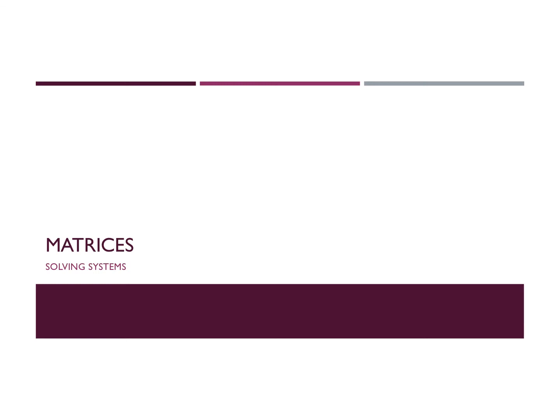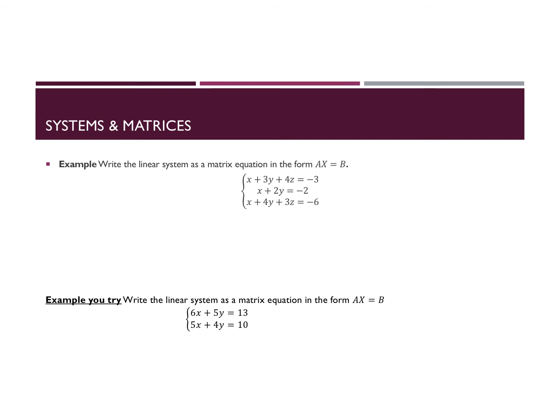Today you will be solving a system of equations with an inverse matrix. So our first example, all we're going to do is write the linear system as a matrix equation in the form matrix A times x equals b. So the matrix A is just your coefficient matrix, like we did with augmented matrices.